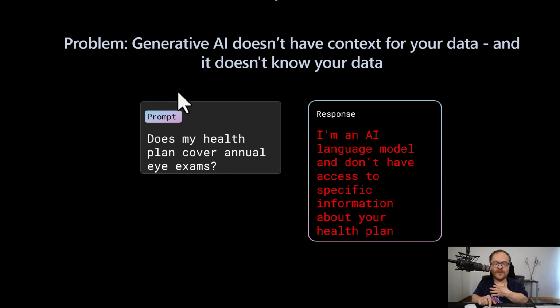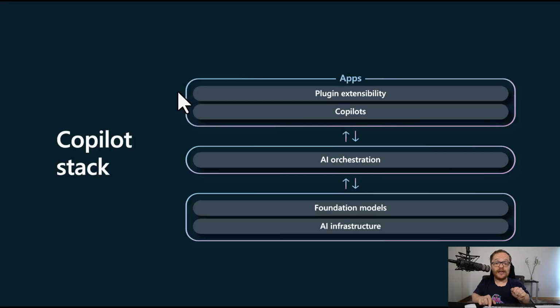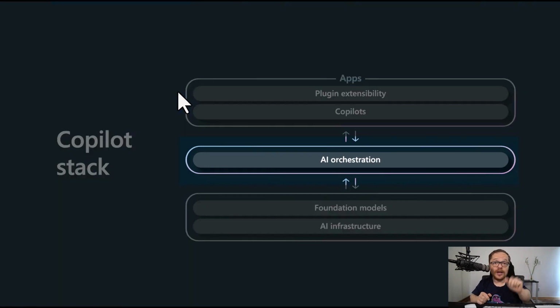So Microsoft has had access to GPT-4 more than anyone else. We've partnered with OpenAI, and as a result, we've created the ability to orchestrate that AI using the Copilot stack. So you've got your apps, you've got your plugin capabilities, you've got your Copilots, and Windows Copilot, Office Copilot.